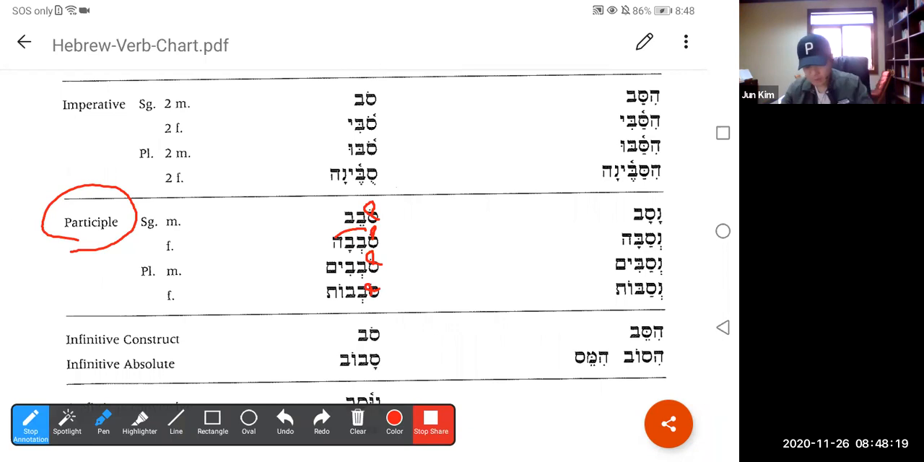Now let's look at this. Infinitive construct. So now you can see that the imperative 2MSG is identical to the infinitive construct. Not all the time, but most of the time, there is a great similarity between the imperative 2MSG and the infinitive construct. So having the possibility of imperative 2MSG, you always need to make sure that this one is not infinitive construct.